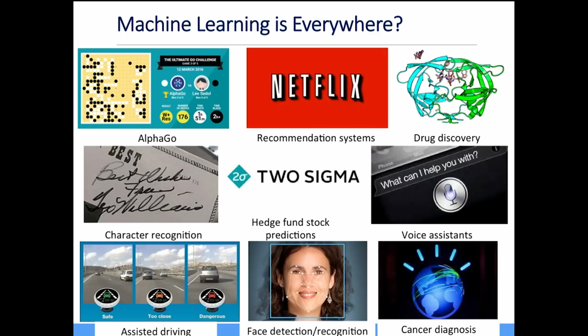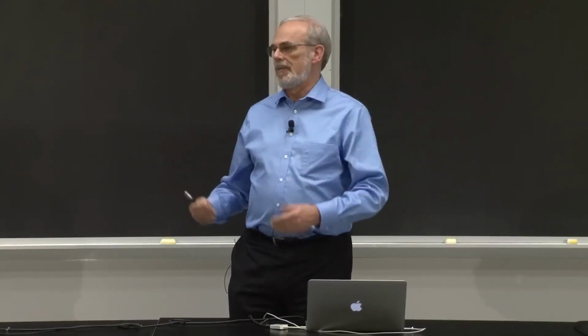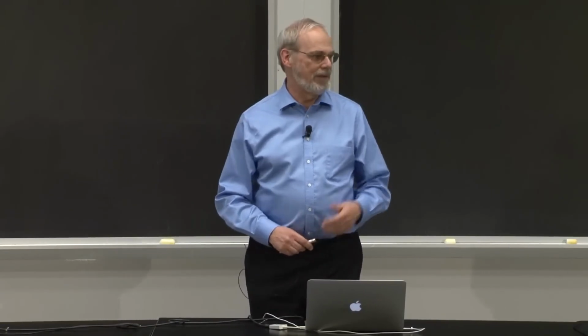I'm sure many of you use Netflix. Any recommendation system, Netflix, Amazon, pick your favorite, uses a machine learning algorithm to suggest things for you. And in fact, you've probably seen it on Google, right? The ads that pop up on Google are coming from a machine learning algorithm that's looking at your preferences.